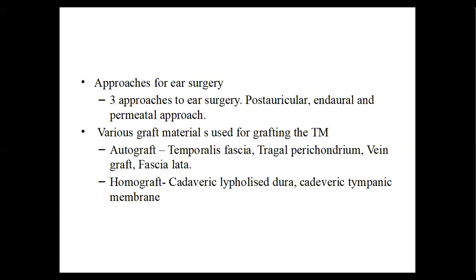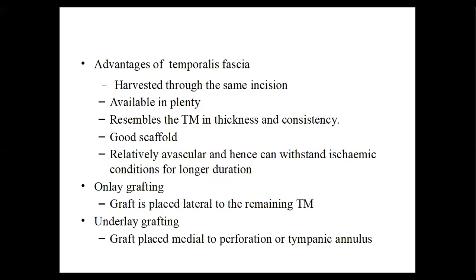And you should be knowing there are certain other things like tracheal perichondrium, vein graft, and fascia lata. So these are all various types of autografts. Then coming to the homograft, that is you can use certain cadaveric lyophilized dura. There are certain dural banks available where they give lyophilized dura and cadaveric tympanic membrane. But because of the risk of prion disease, these grafts or homografts are usually not used. Only the autografts are preferred by most of the surgeons.